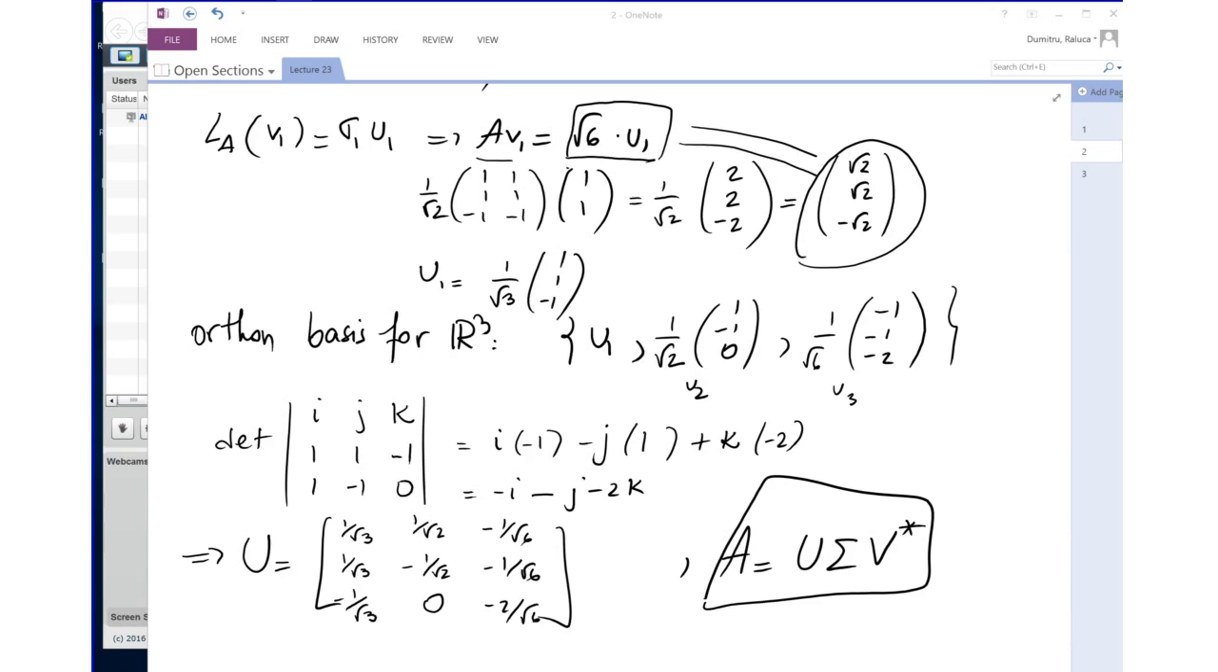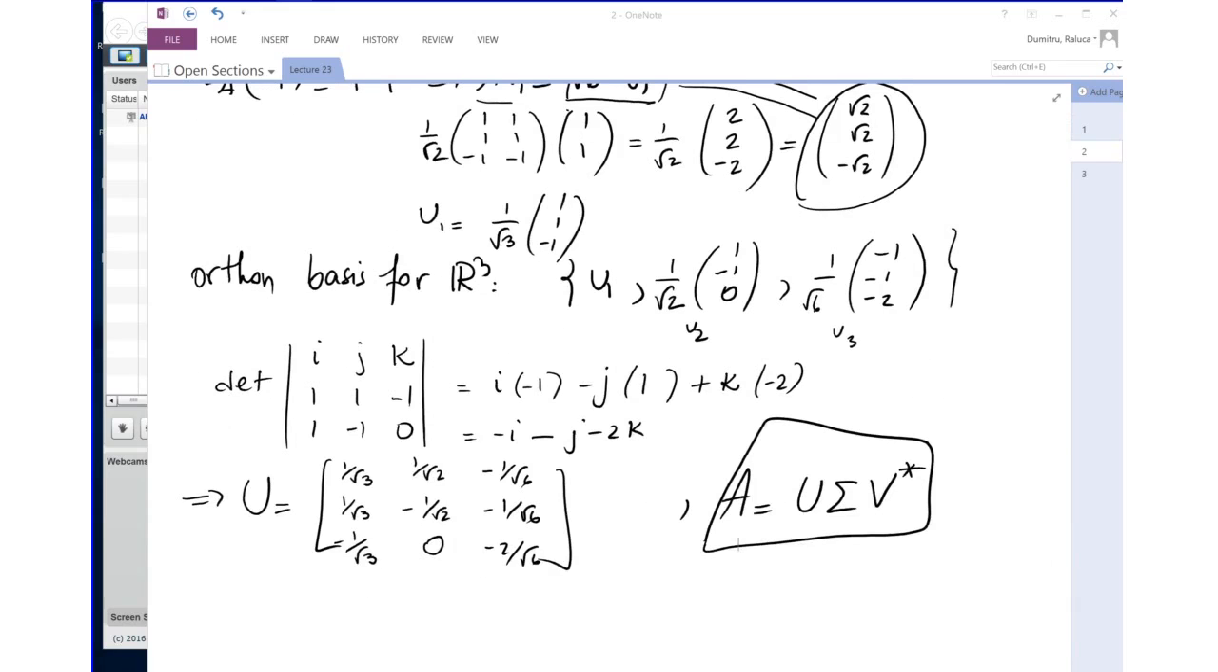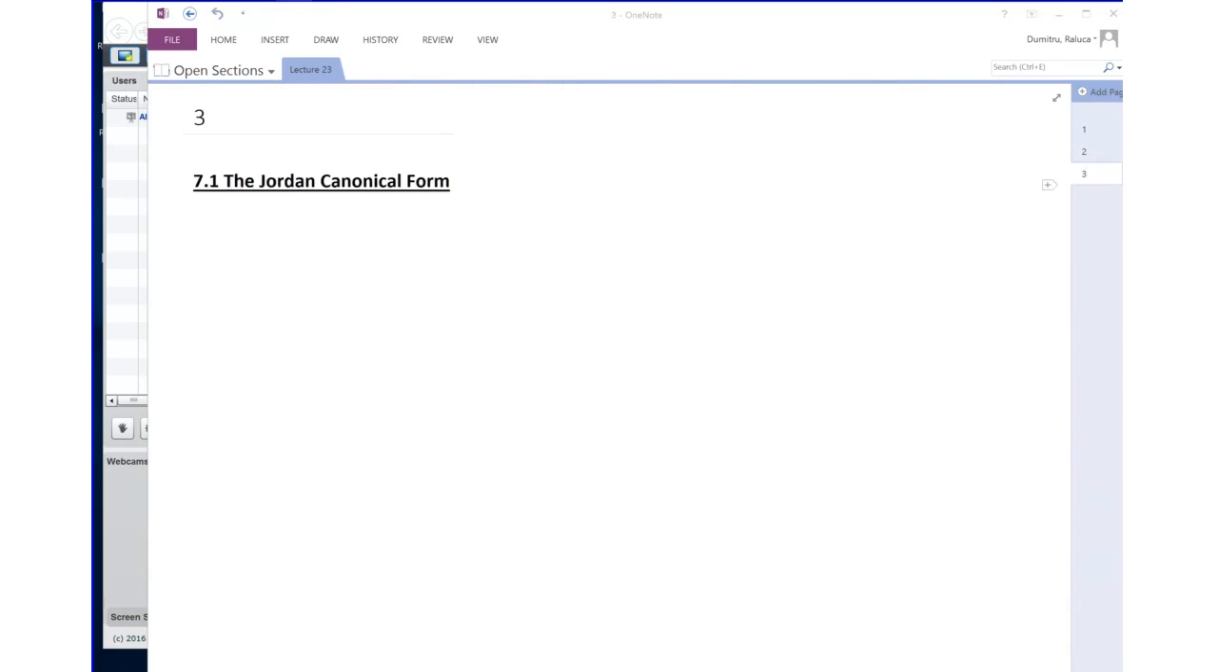Again, why do I need that? It's very, very useful in computations to be able to split a matrix into a product like that. Unitary matrices are the best because their product, they're invertible, right? And they're very nice to deal with, especially with norms of matrices and stuff like that. Okay, so this is the end of the SVD.